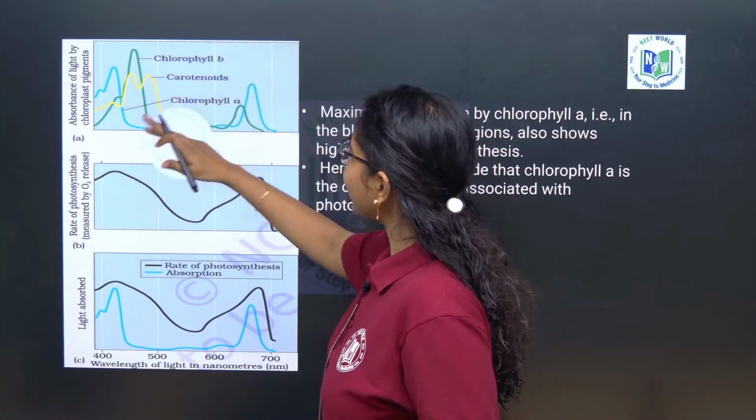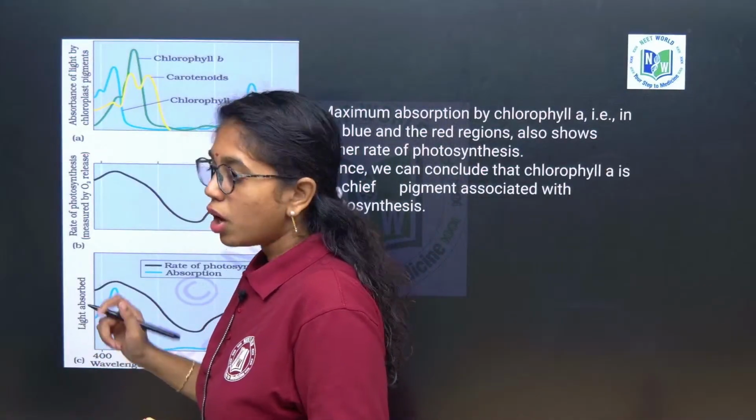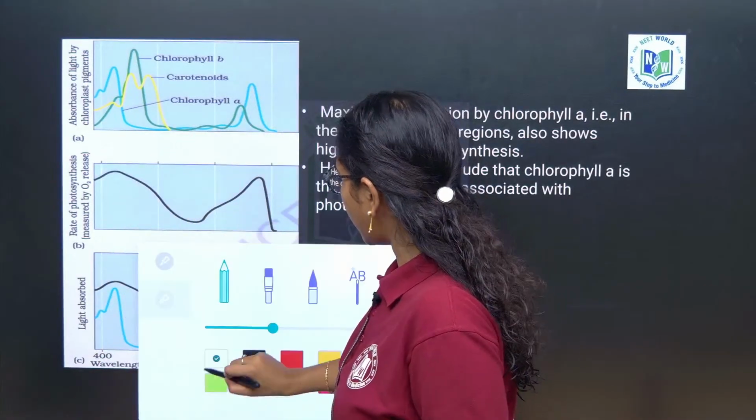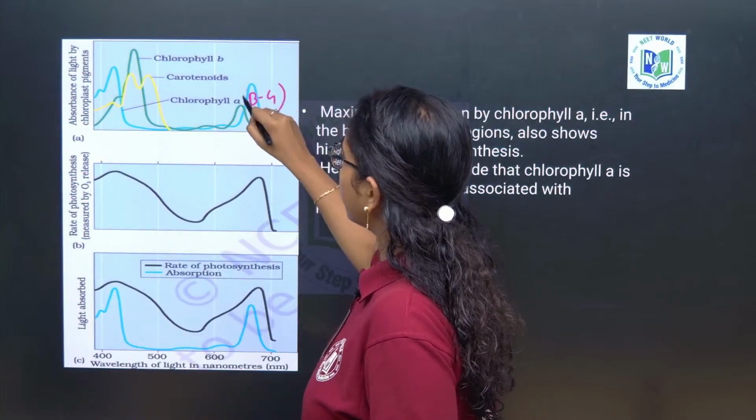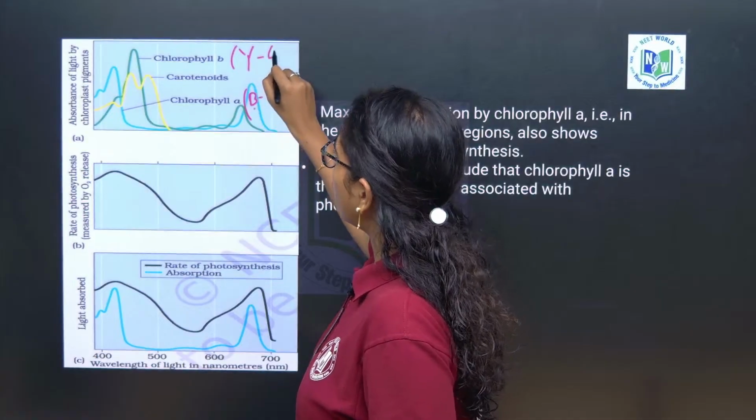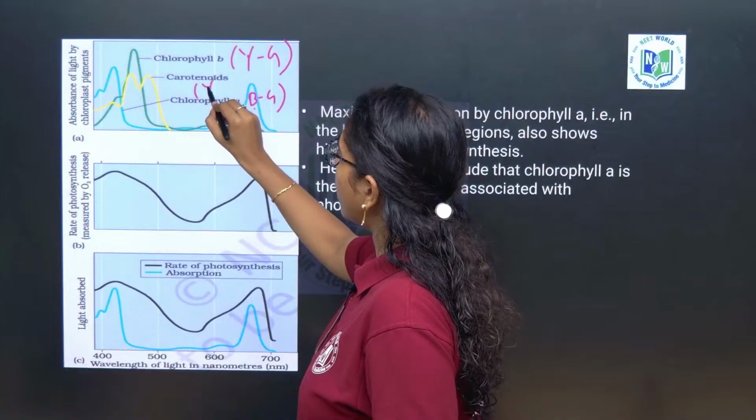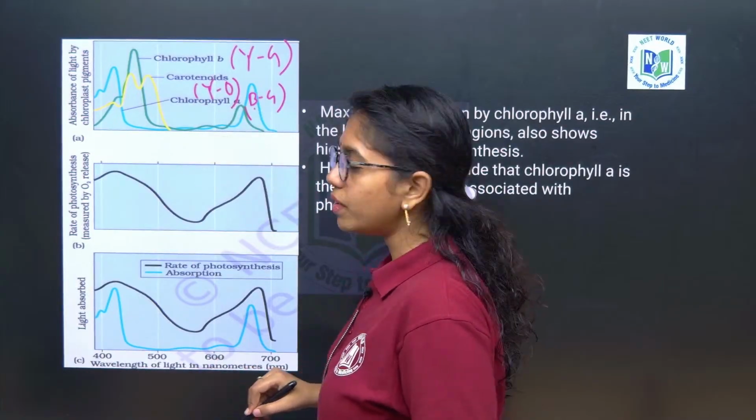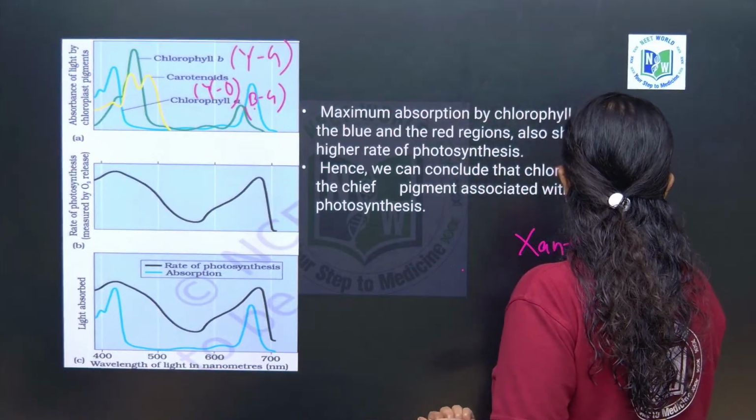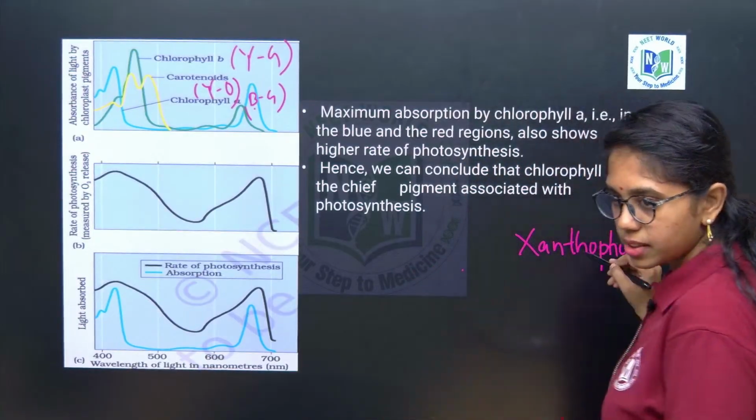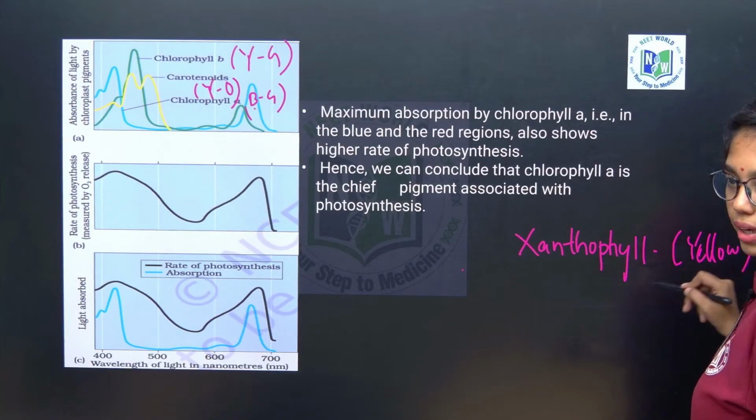Colors of the pigments are very important, where we got to know this from the chromatogram. Chlorophyll A is blue green color. Chlorophyll B is yellow green color. Carotenoids are yellow orange color. Xanthophyll is also an antenna or accessory pigment, of yellow color. Clear with the colors?